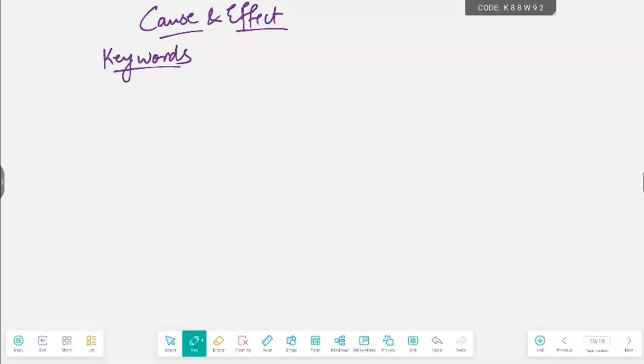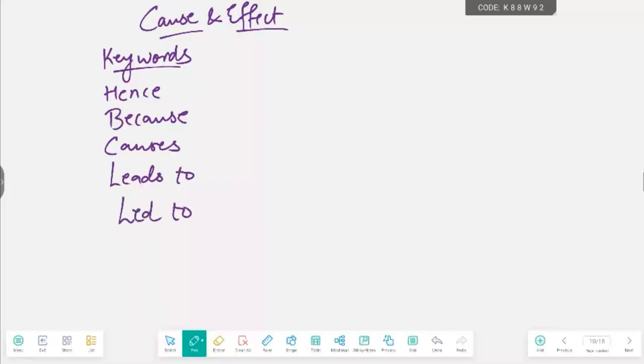यहां पर आपको keywords मिलेंगे. Hence, ठीक है, hence is one keyword over here. Hence, because, then we can say causes, leads to, led to, leading to, then we can say consequently, due to. So these are some of the keywords which will always show you that there is a cause and effect relationship, or there is a cause and effect structure used in this paragraph.